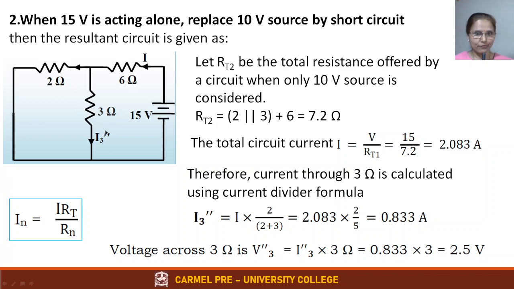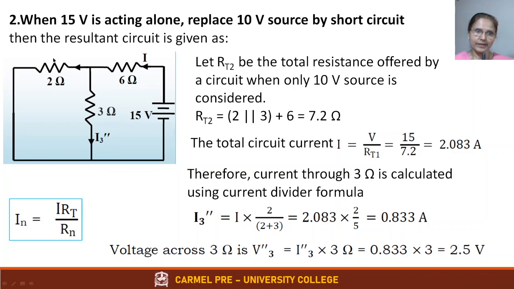That is 6 by 5, which is 1.2. 1.2 plus 6, because this combination is in series with 6 ohms, is equal to 7.2. That is the total resistance of this circuit.